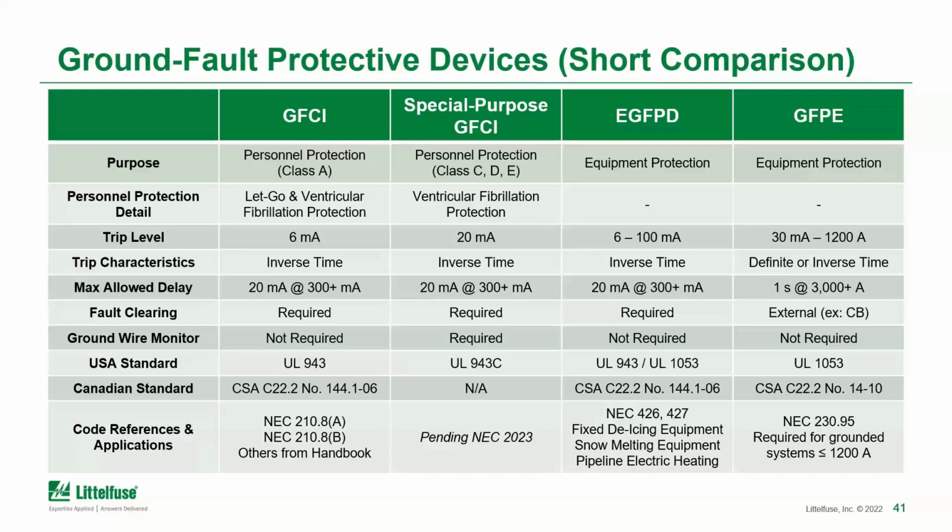But NEC 210.8 is the main GFCI section of the code in the US. Now, special purpose GFCIs, although they've been around for almost 10 years, are now finding their way into the National Electrical Code beginning in 2023, like I said, pending the completion of that process. So we're really going to begin to see those introduced into industrial circuits.